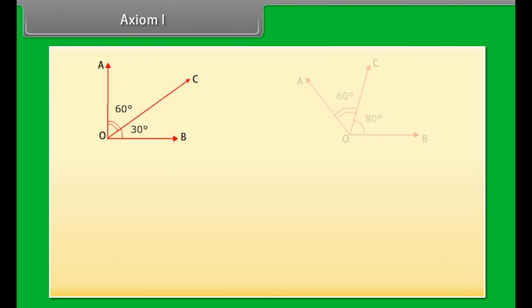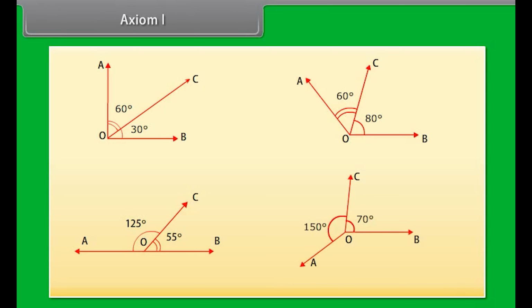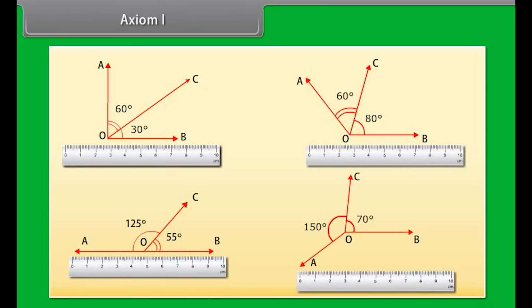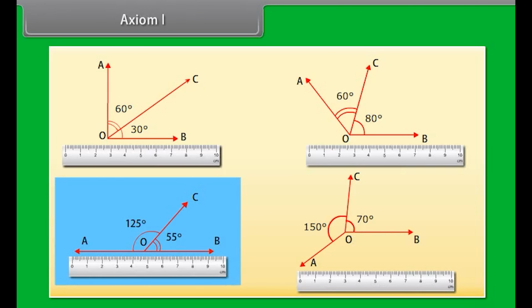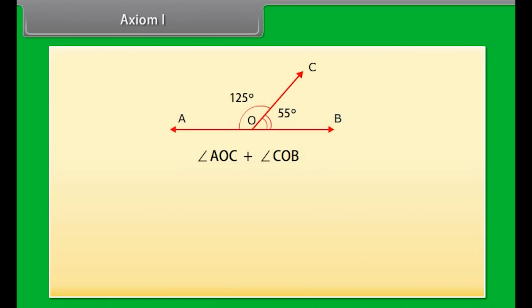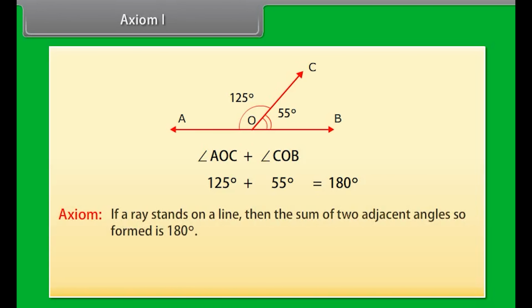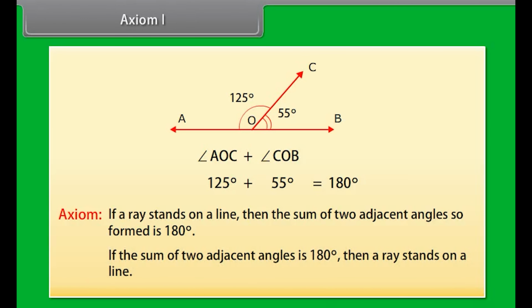Draw adjacent angles of different measures. Keep the ruler along one of the non-common arms in each case. You will find that only in this figure, both the non-common arms lie along the ruler, that is, points A, O and B lie on the same line and ray OC stands on it. Also we can see that angle AOC plus angle COB is equal to 125 degree plus 55 degree, which is equal to 180 degree. From this we may conclude that this statement is true.